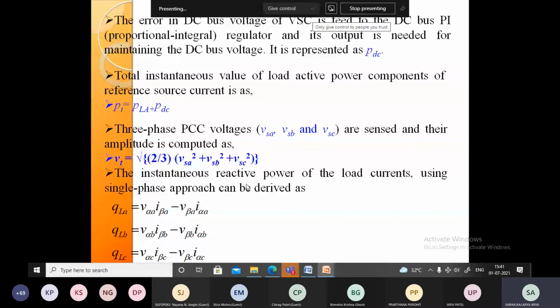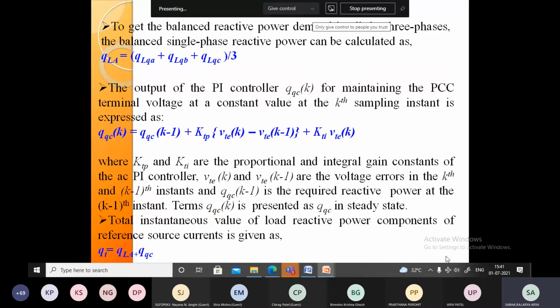The VT formula is 2√2 by √3 times the square root of VSA square, VSB square, VSC square. How can we find PT? Average power plus output of the DC bus. The output of the DC bus we consider as the active component, and the output of the AC bus as the reactive component. You can see reactive QT equals QLA plus QLC.